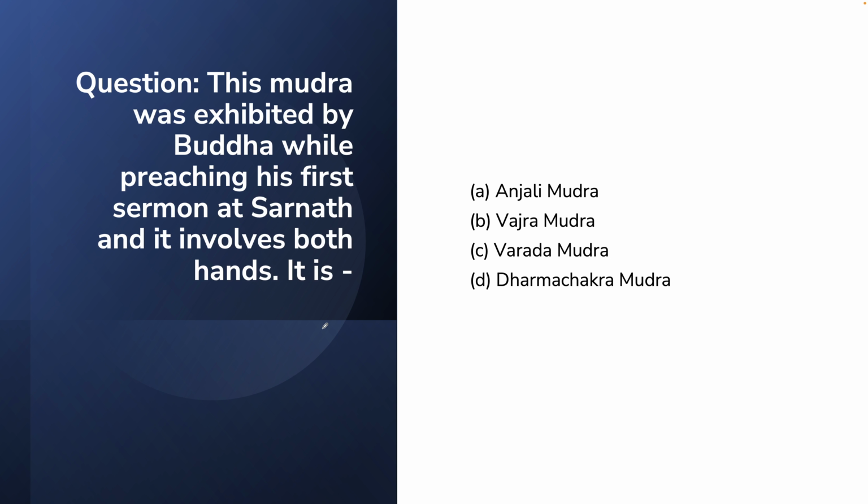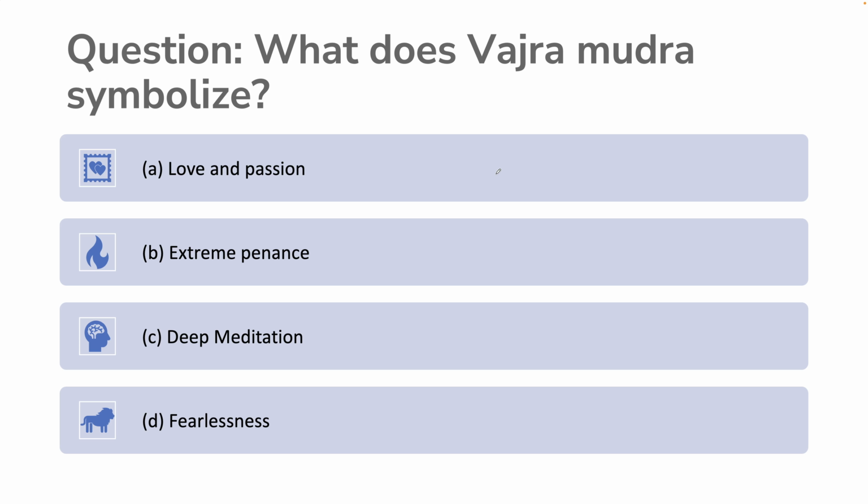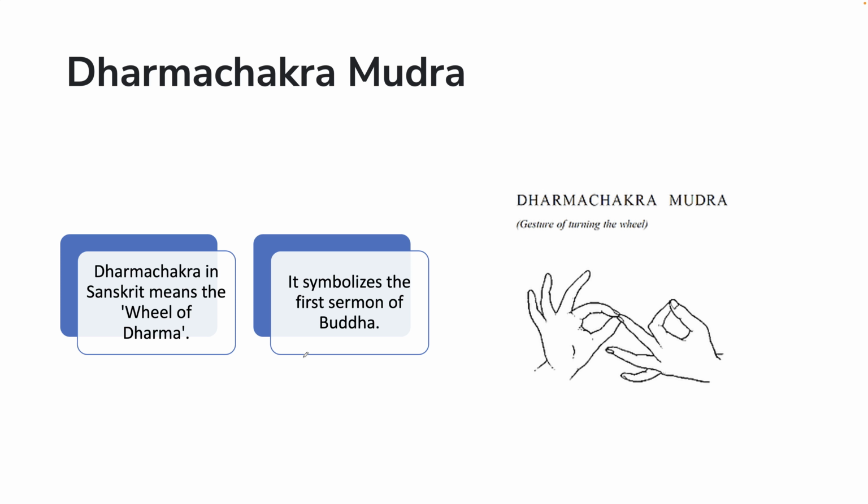There have been questions in previous years on this, like which mudra was exhibited by Buddha while preaching his first sermon at Sarnath, and it involves both hands. This was a question that was asked in a previous year. We'll be solving that, and once you watch this session, you'll be able to solve this question as well. Another question: what does Vajra Mudra symbolize? So let us start with our first mudra, Chakra Mudra.